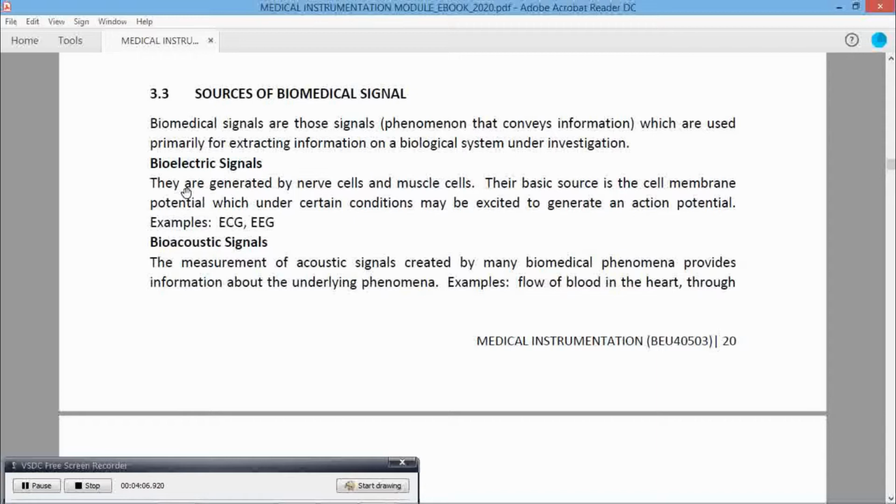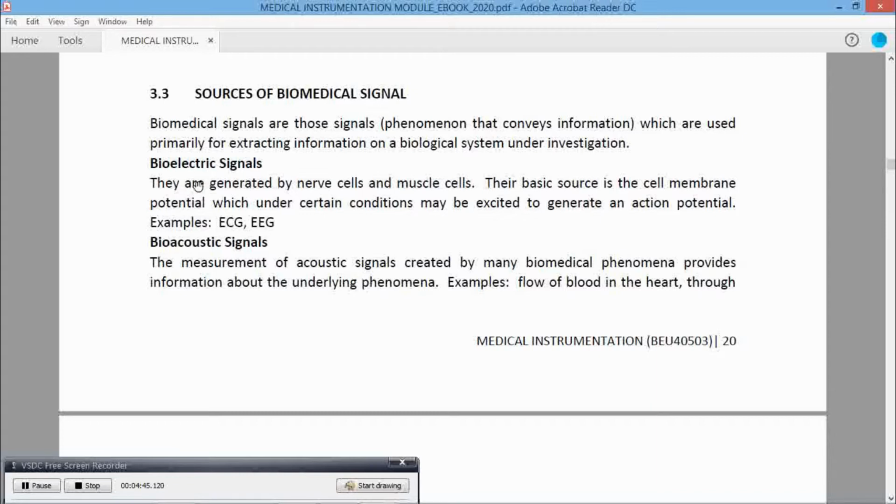Alright, for example, if I give you a question on sources of biomedical signals, for example bioelectric signal, bioacoustic signal, I would like you to give the explanation of these types of signals with an example of a device or instrument. So you don't just explain the definition of the type of signal, but you give the definition and the explanation, and also add an example device or instrumentation.